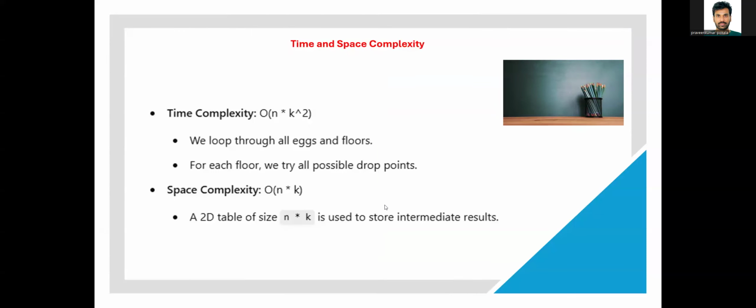And for the time complexity, we loop through two things: all the eggs and floors. So that's why it is O(n * k^2), since for each floor we try all possible drops. The space complexity is O(n * k), since we need to create a DP table of n by k to store the intermediate results. Thanks.